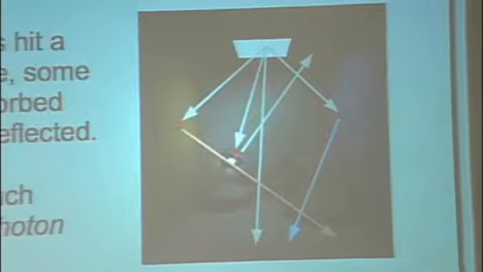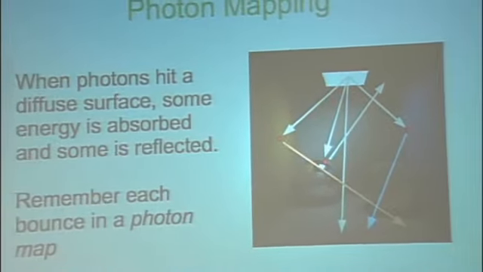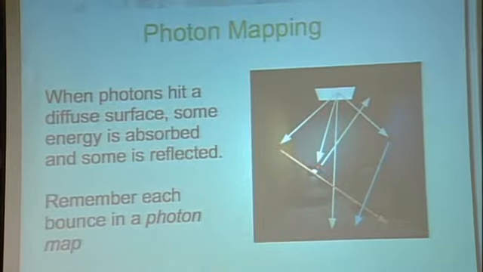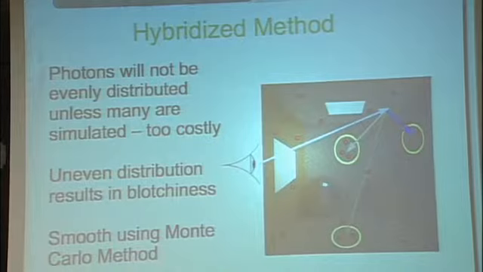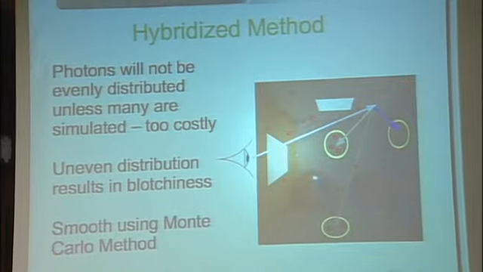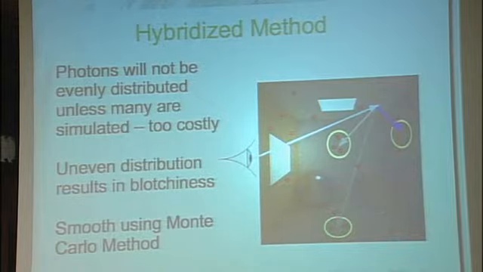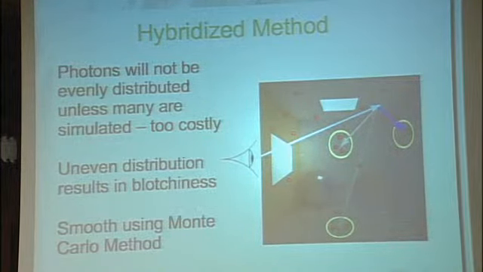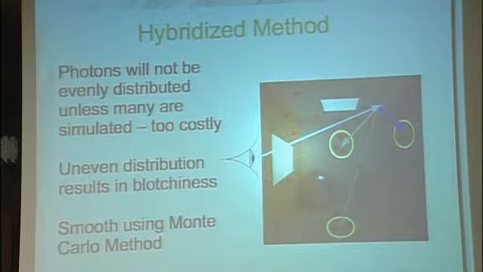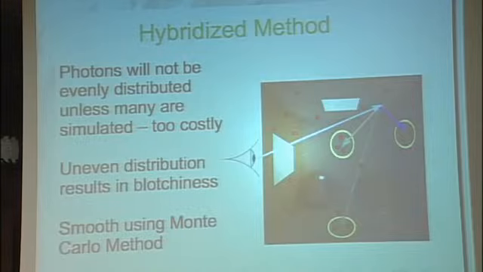So if you remember each bounce in something called a photon map, then later you can come back and say, oh, there's so many photons in this area. And that's what these yellow circles are. So the luminance is going to be approximately this. The problem with that is, unless you're simulating an extremely large number of photons, you'll have an uneven distribution.